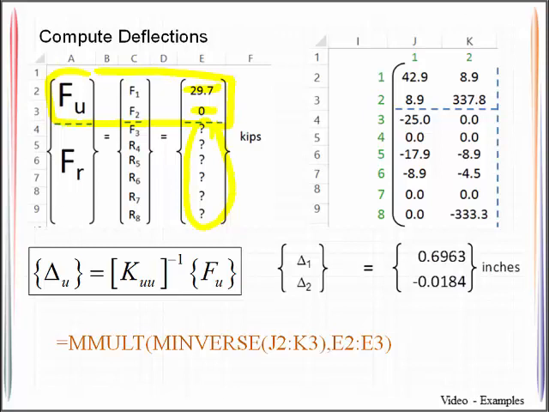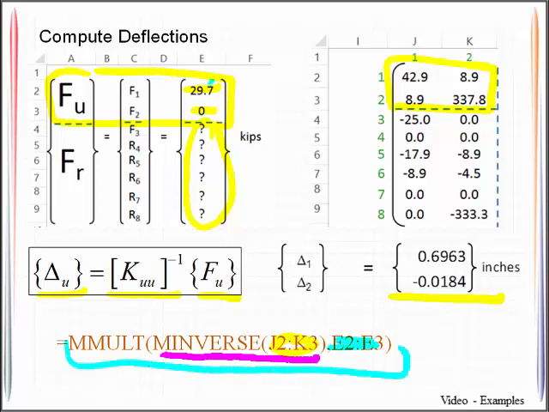To solve then for delta u, the displacement of the unrestrained degrees of freedom, I would then take the inverse of the KUU matrix, multiply it by my force vector. These are the quantities that result for those displacements. So I would take this, and I would take the inverse of it, and then we would multiply it by that force vector, which is right here. And we recognize that that whole computation will give us this vector delta u.